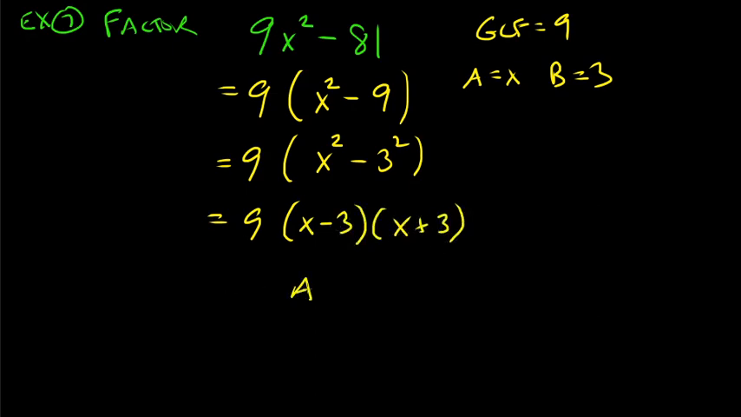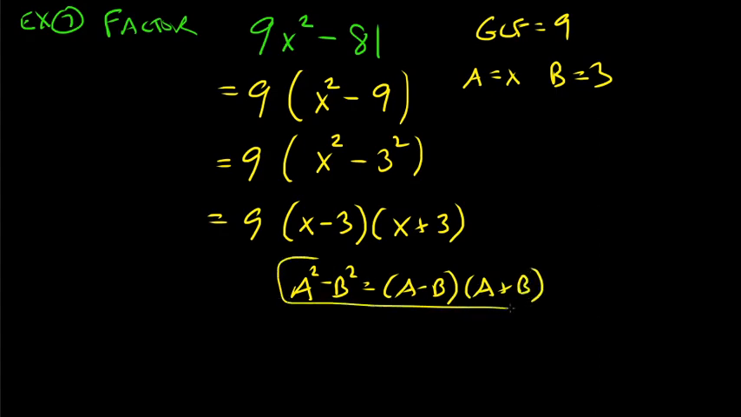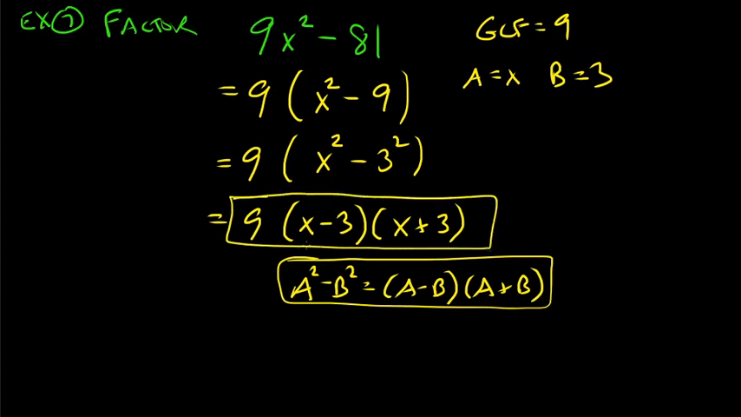Notice I didn't write down the formula again. A squared minus b squared is a minus b times a plus b. If it helps you to do that, you can do that every time. Right? I'm probably going to do that maybe one more time, and then I'll just drop the habit. But that's it, right? So 9 times x minus 3 times x plus 3.